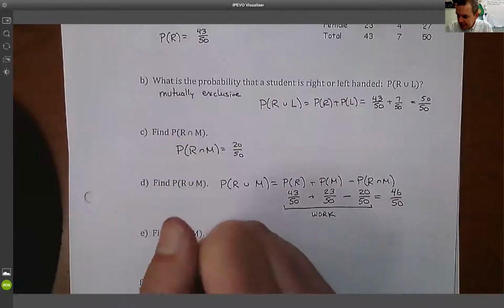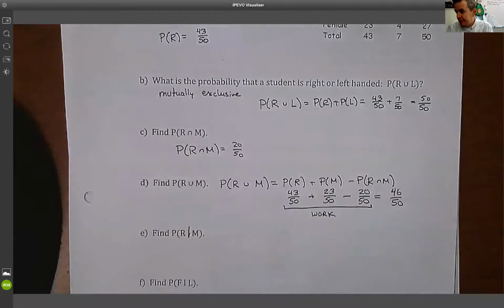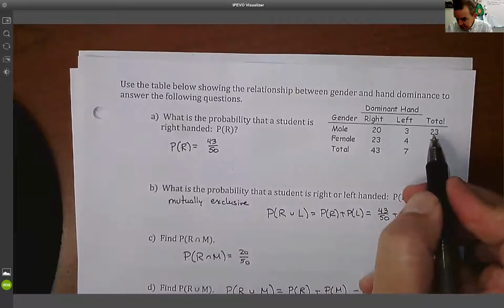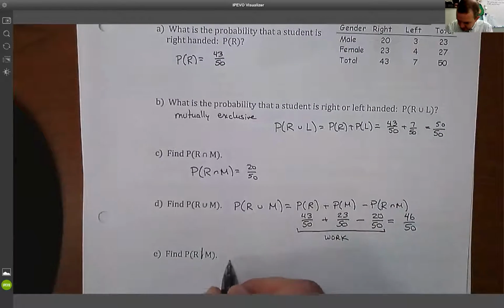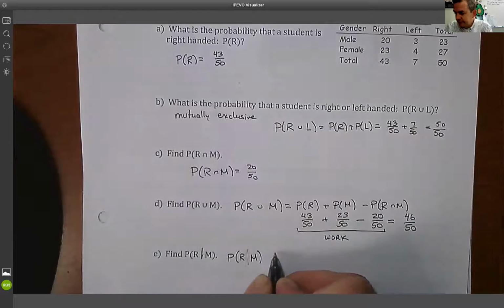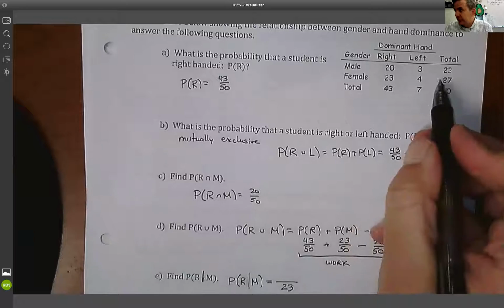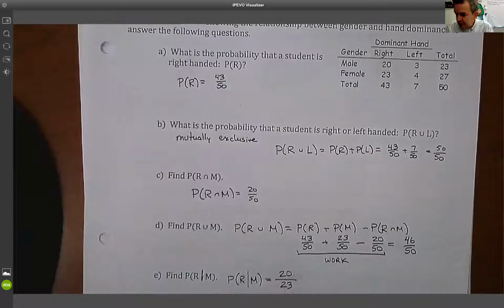Now, the probability of being right-handed given you're male. So again, that's saying, I am telling you that you're male. What is the probability of being right-handed? The probability of being right-handed, given that you're male, is we have 23 males, 20 of whom are right-handed.